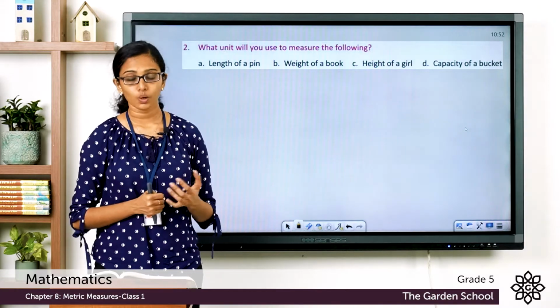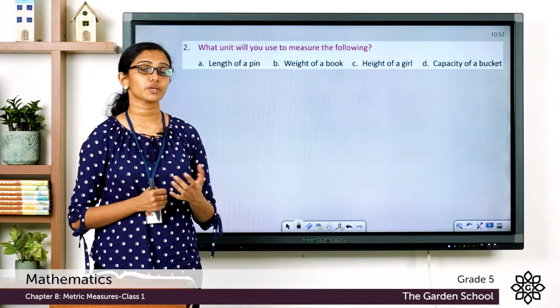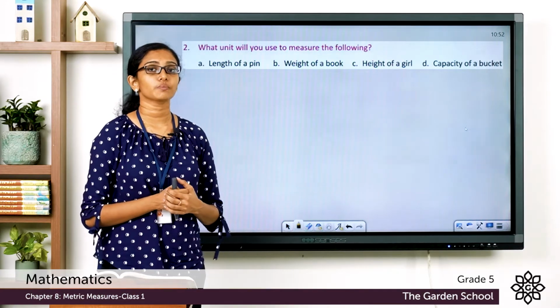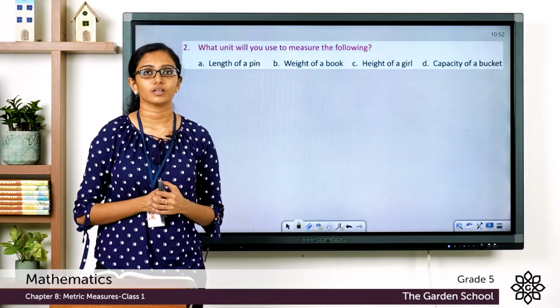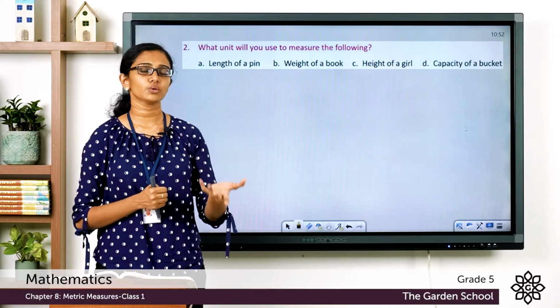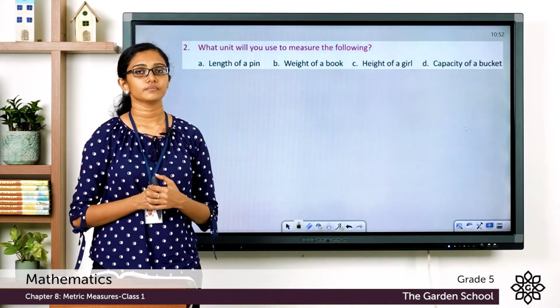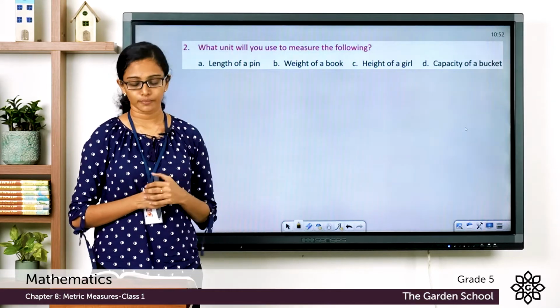Now the second one, weight of a book. How would you measure the weight of a book? Would you measure in terms of kilograms or would you measure in terms of grams? A book may be a few grams in weight. So you would use gram to measure the weight of a book.